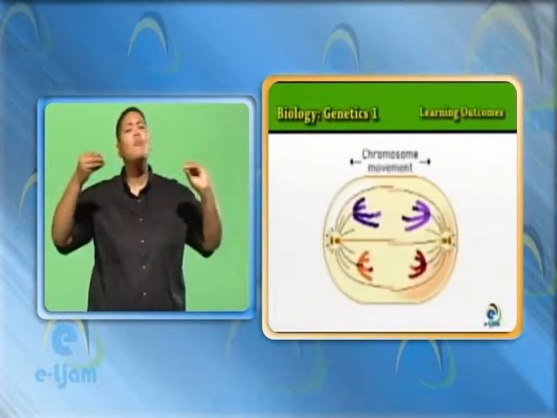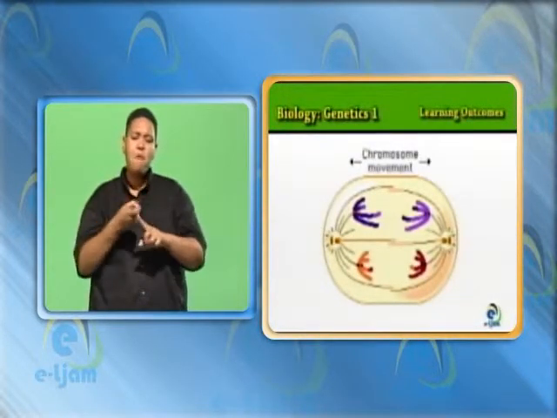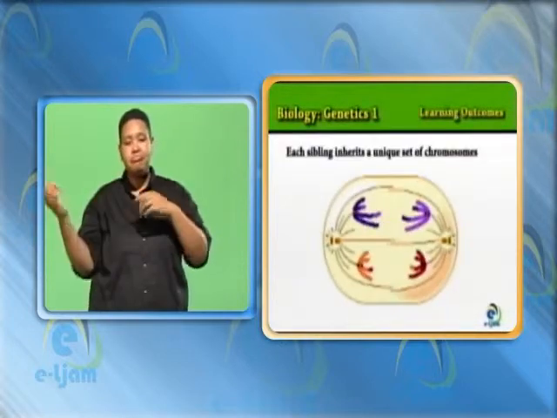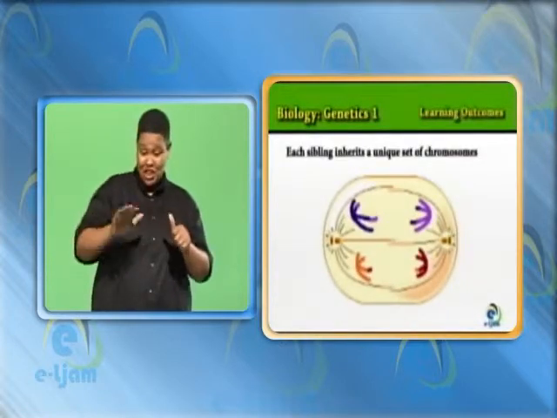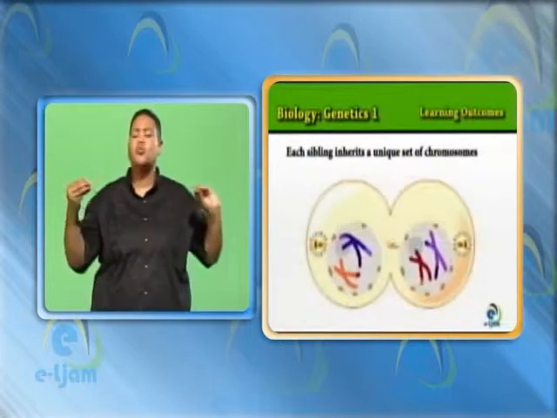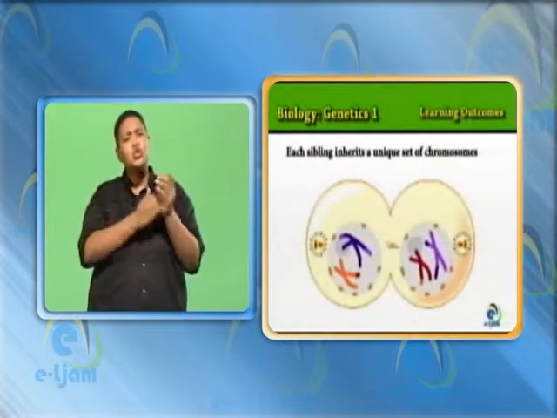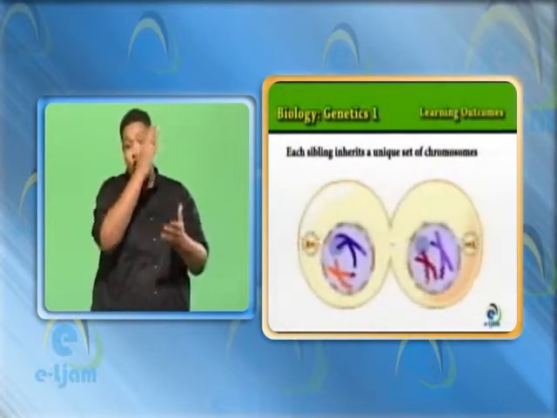Chromosomes are contributed randomly from both parents to each child. Therefore, each sibling inherits a unique set of chromosomes. For this reason, some children may resemble their father and some may resemble their mother.